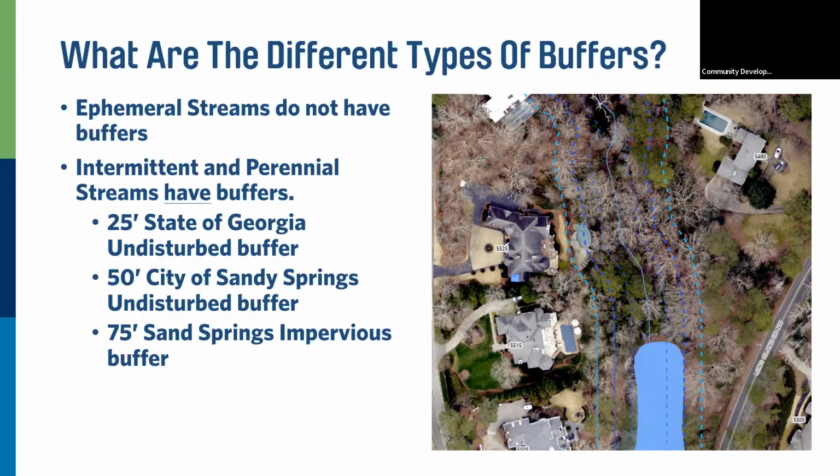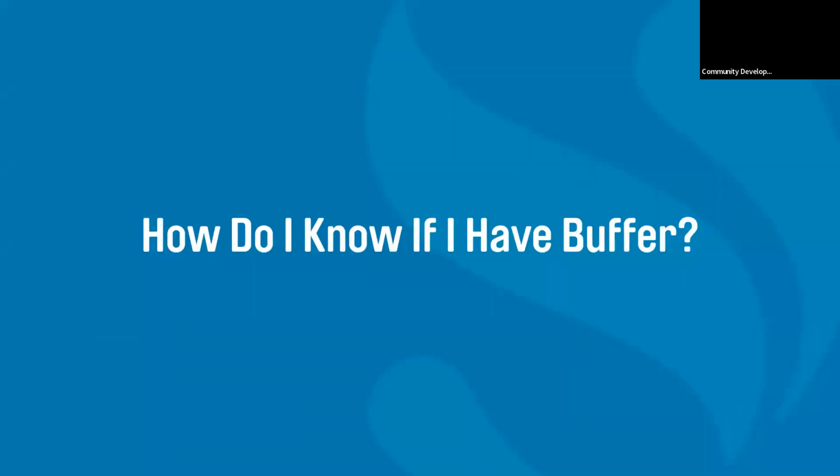First is the 25-foot state buffer. And then from there, we have the 50-foot city undisturbed buffer. And then finally, it's the 75-foot impervious buffer, where minor grading can occur but no construction activities can be permitted. How do I know we have a buffer?